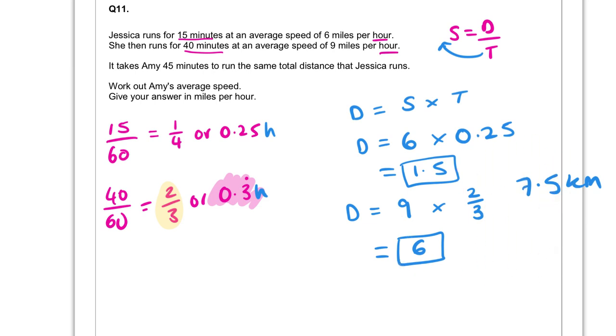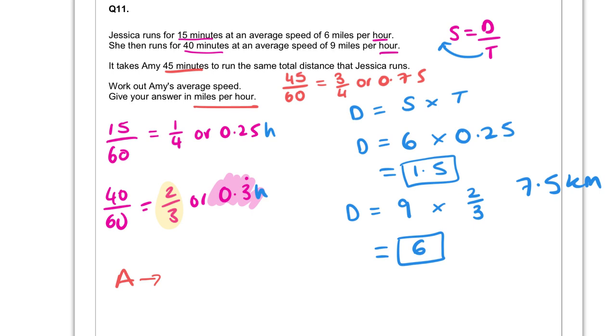So now, what do we know? Amy takes 45 minutes, and remember we want miles per hour. Well, 45 minutes, if I'm changing this into hours, I divide it by 60. And what do I get? 3 over 4 or 0.75 exactly, which is quite nice.